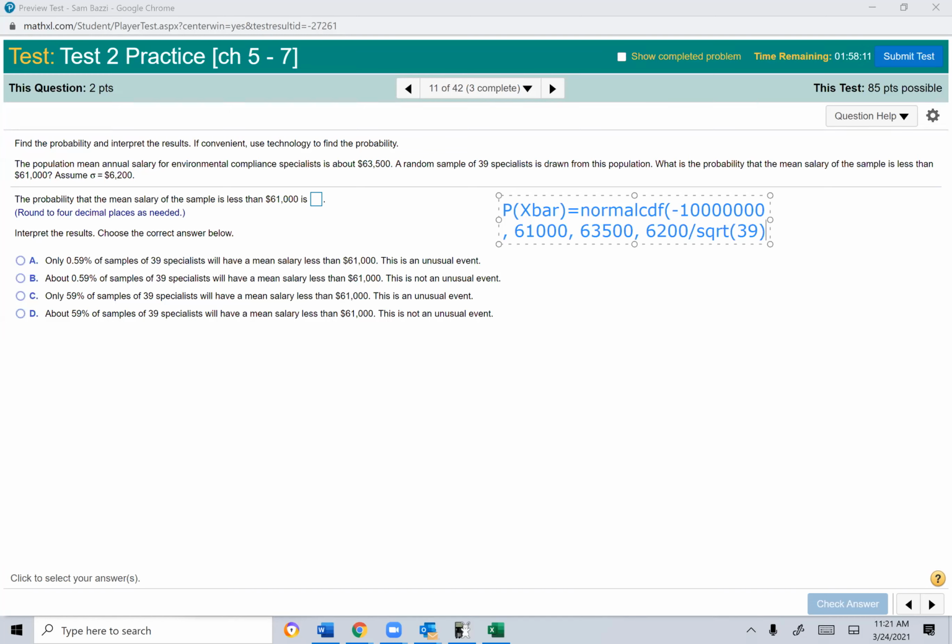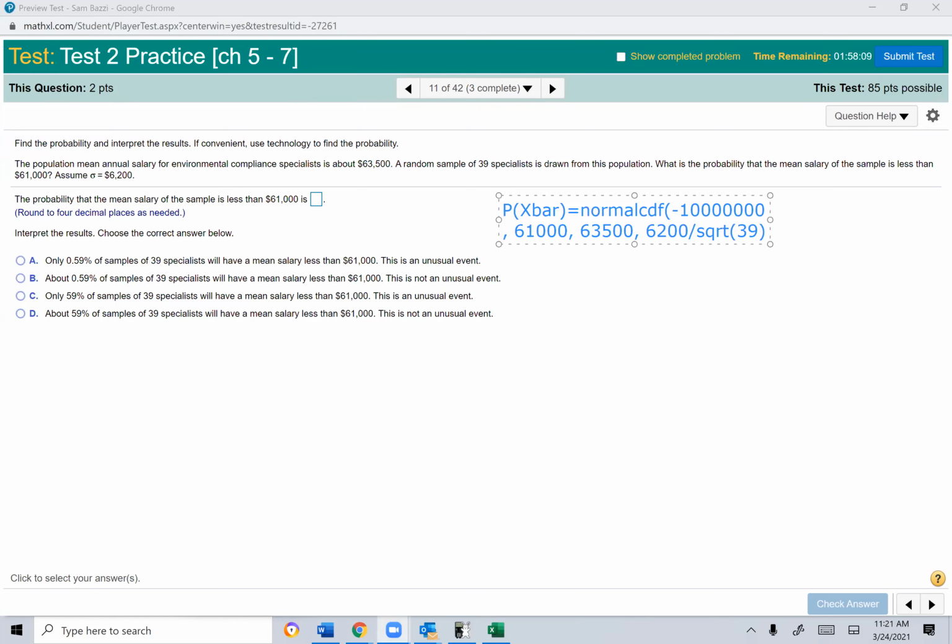And then to do it on the calculator, it's very straightforward. Let me show you. I'll bring the calculator back. Clear. Second, variables, normal CDF. Normal CDF right here. You can do it in one shot. So negative 1 million. Upper is 61,000. Mean is 63,500.